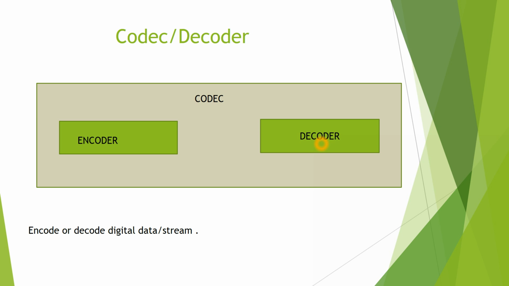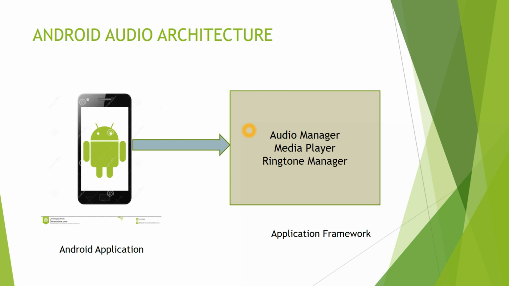For example, when we record a multimedia file in a raw state, it will be very huge. So this codec will compress that huge raw data into a small, sophisticated format for storage and transfer. Now, next we will see what the Android audio architecture is. Starting from our smartphones, through which we invoke the entire process, from our Android app we request the application framework. This application framework includes the audio manager, media player or ringtone manager, which are high level classes which provide audio services to all the applications.